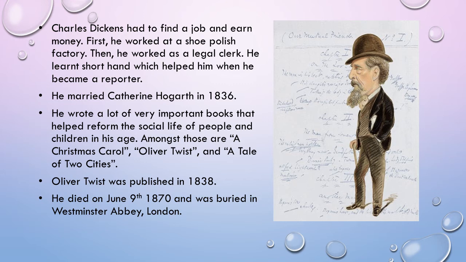He married a woman called Catherine Hogarth in 1836, and he wrote a lot of very important books that helped reform the social life of people and children in his age. Amongst those, A Christmas Carol, Oliver Twist, and A Tale of Two Cities. And there are plenty of more books that he wrote later in his career, but you don't have to know all the names. Oliver Twist was published in 1838. He died on June 9th, 1870, and was buried in Westminster Abbey, London.